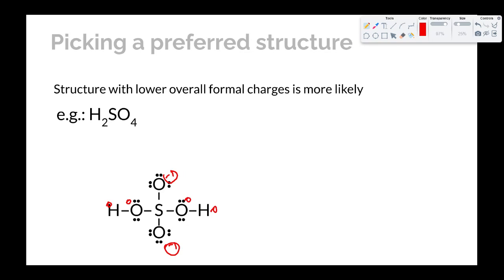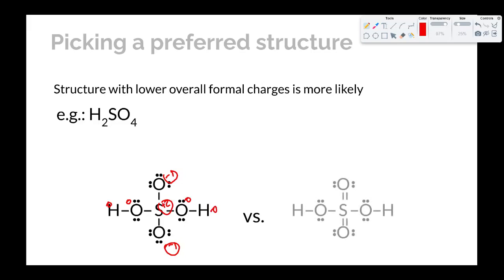The sulfur in the middle. Sulfur is a column 6, which means 6 valence electrons. So counting backwards from 6, 5, 4, 3, 2. That means the formal charge on that sulfur is going to be a plus 2.